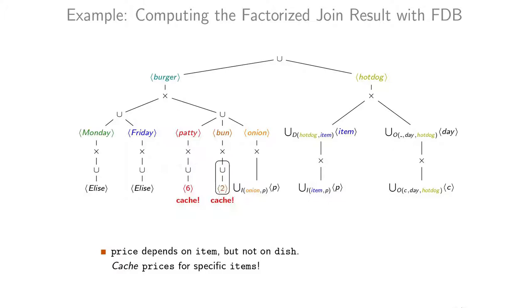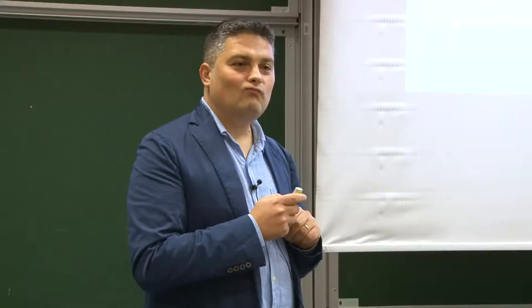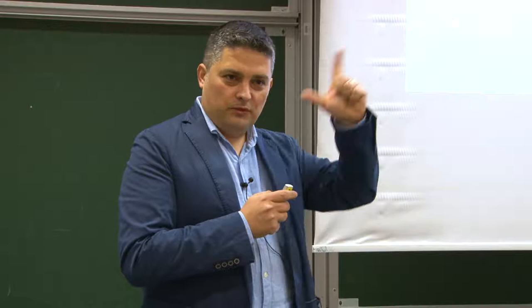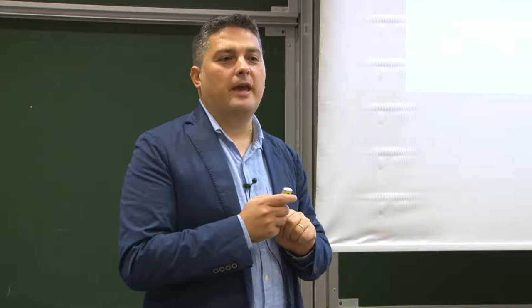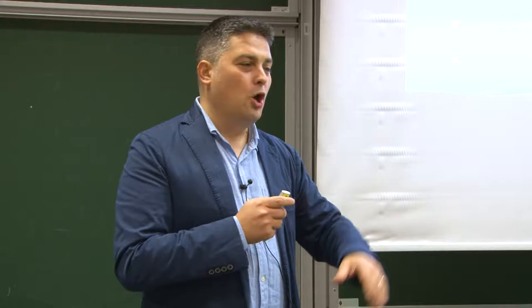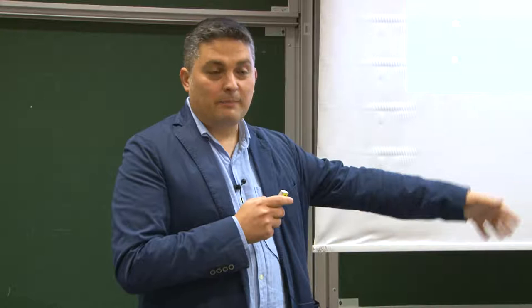We get that. We now go to the other side, to the hot dog. We descend. Okay, so now we look at the items for hot dog. We get those. But now when we look to get the price for the bun, we first ask, and we realize that it might have been cached. Why? Because there is this conditional independence between price and dish and things above price, right, given an item. So we just look up first in the cache to see, is there anything there for us? And yes, there is, so we just reuse that computation, or we point to that particular price, or that particular subtree of our factorization, or directed acyclic graph in general, right?